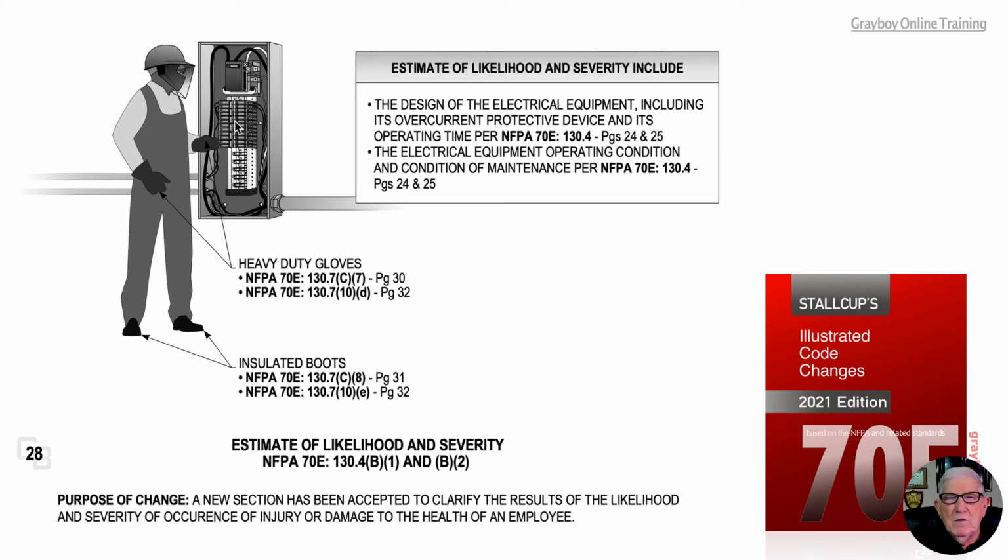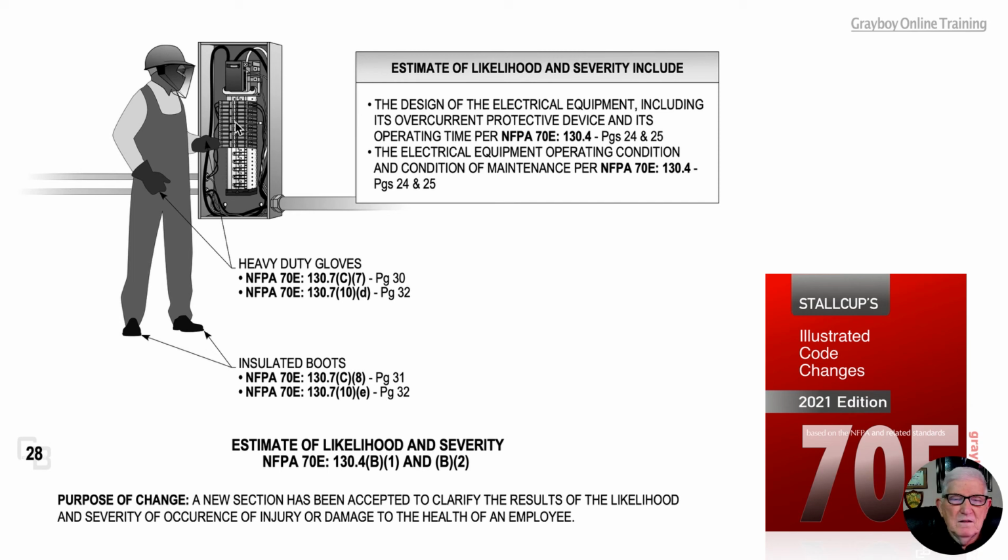Now, we have a good workbook on 70B that could be obtained that goes through all these rules in greater detail, and also a 70E workbook. The two workbooks work hand in hand to supply the maintenance electrician with the necessary information they need to perform their job properly in accordance with codes and standards.